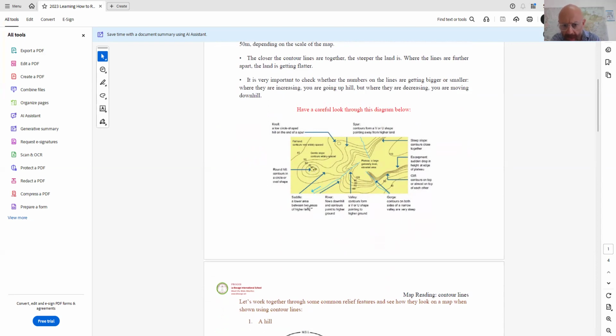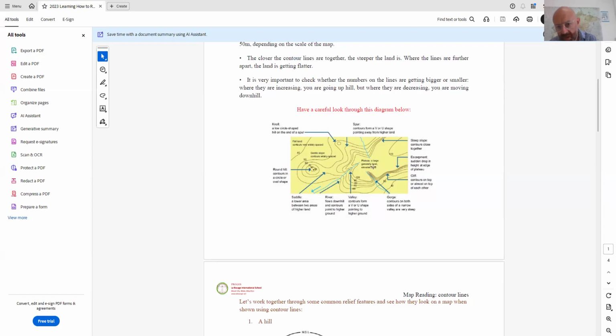Now, when you've got a lower area between two peaks or two hills, we call that a saddle. It looks like a saddle on a horse, so it's called a saddle. A plateau is a large flat area on top of a hill or a mountain. And we can also identify, I don't know if you can see here, there's two areas.